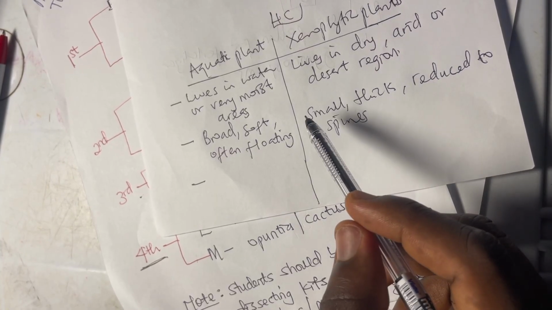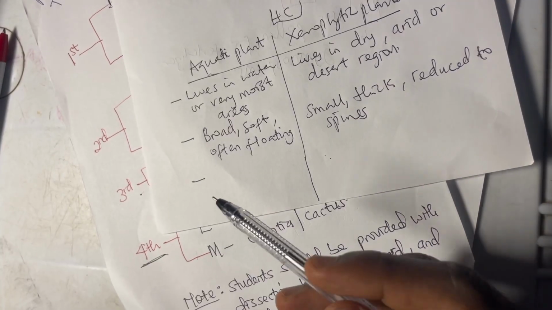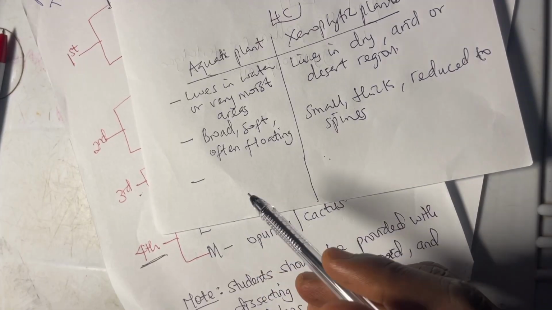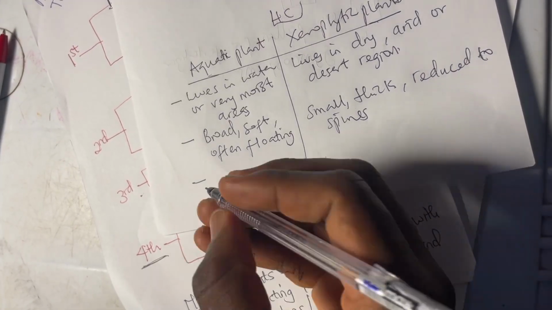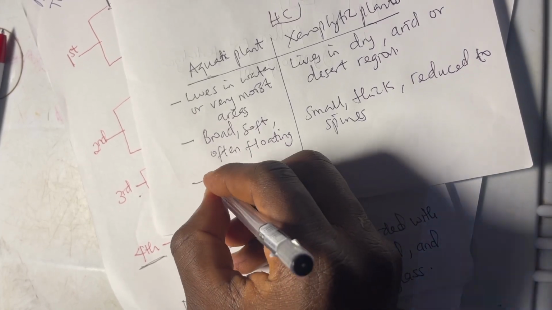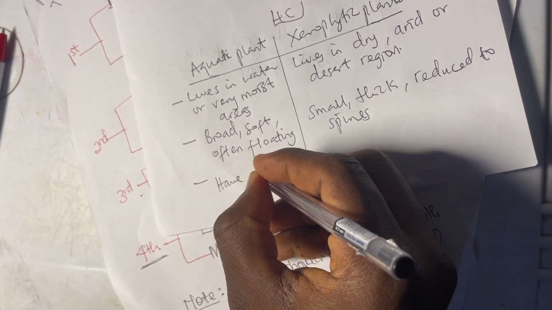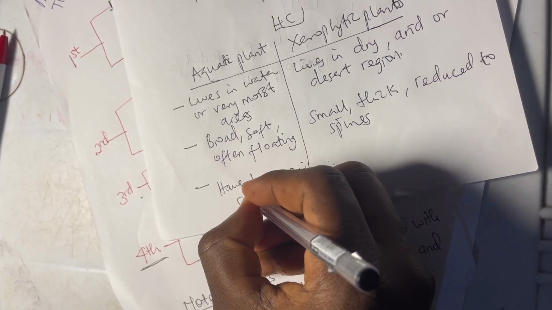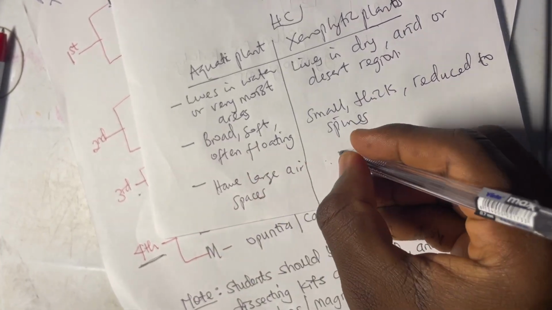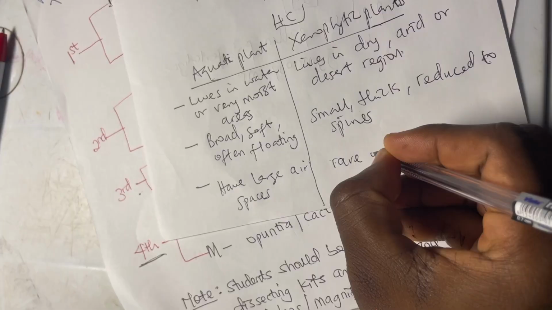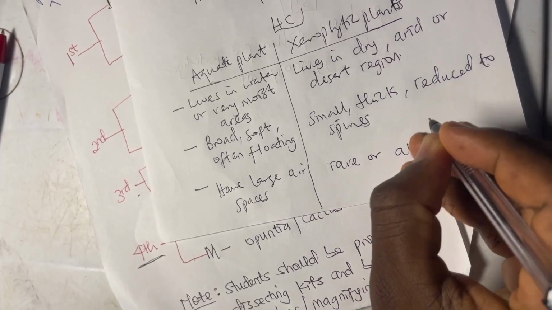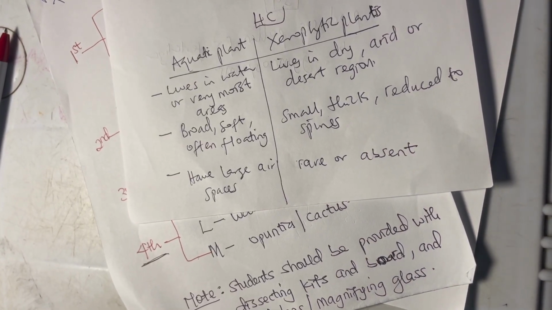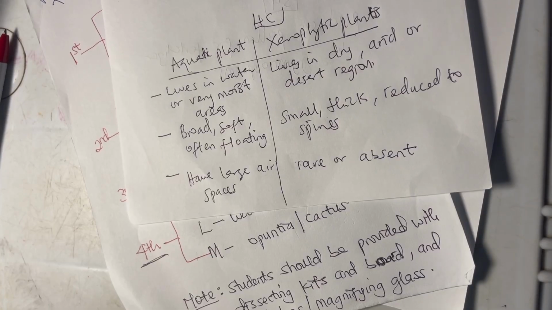Another one is in terms of presence of airspace. The aquatic plant will have large airspaces, while the xerophytic plant has rare or absent airspaces. So that's that about that.